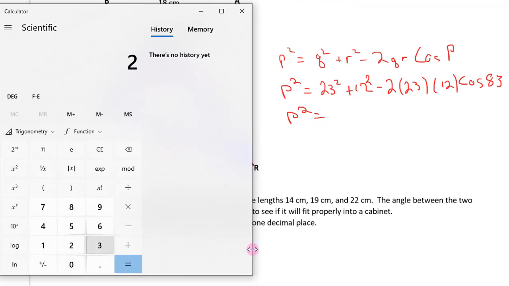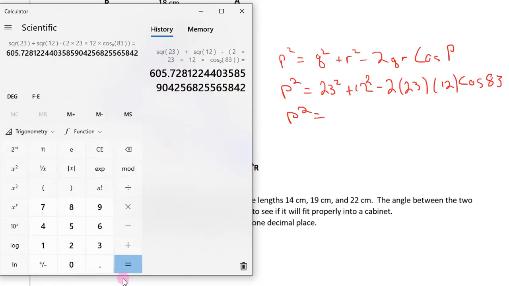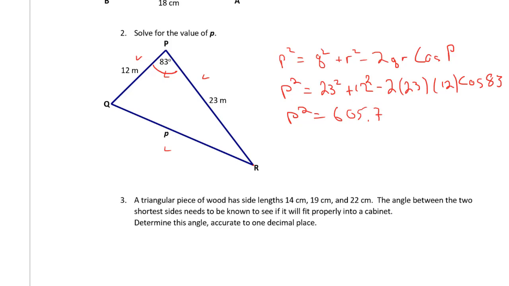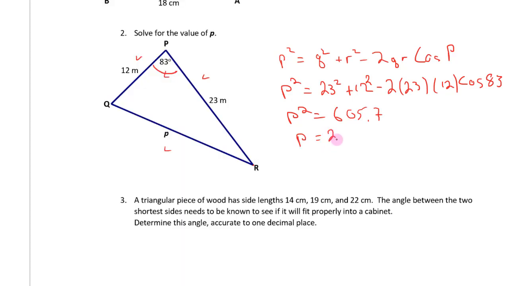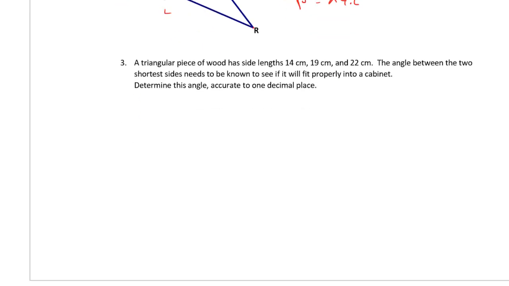So I'm going to start by entering 23 squared plus 12 squared minus, I want to calculate this all together, so I'm going to use brackets, 2 times 23 times 12 times the cosine of 83. I have to enter in the angle first, and then cosine, close off the brackets, and then hit equals. So that means that P squared is going to equal 605.7. You notice that I kept the number on my calculator. Now I'm going to hit the second function and then square root, and I get an answer of 24.6 for side P. Let's check out the next question.